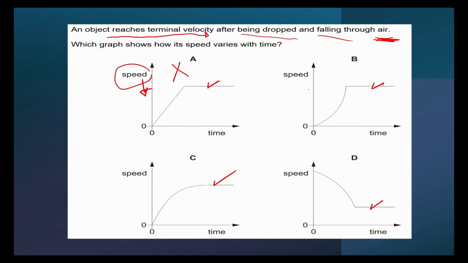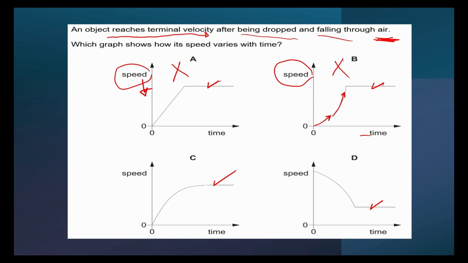Look at B. In B, it starts with a low acceleration, and after that the acceleration increases, because we are talking about a speed time graph. This is the acceleration here. This is the acceleration here. So it starts with a lower acceleration and its acceleration increases. Through air, the opposite happens. In air, it starts with a higher acceleration and this acceleration decreases because of air resistance. So this one is not correct.